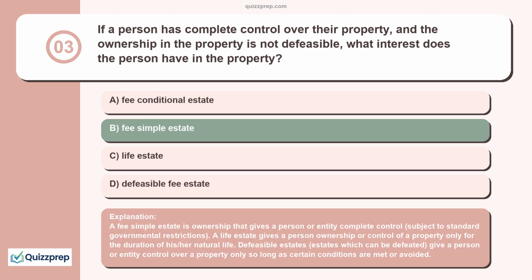A fee simple estate is ownership that gives a person or entity complete control, subject to standard governmental restrictions. A life estate gives a person ownership or control of a property only for the duration of his or her natural life. Defeasible estates, estates which can be defeated, give a person or entity control over a property only so long as certain conditions are met or avoided.